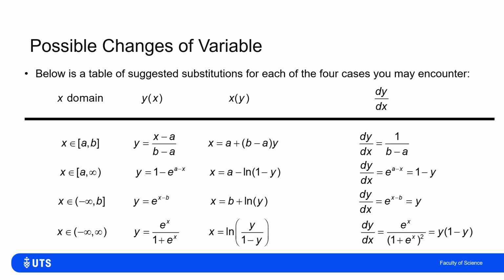So I'm not going to talk you through each of these, but maybe you can just pause the video at this point and just have a look at these and convince yourself that in each case, the bottom limit, whether that's a finite value a or an infinite value minus infinity, the bottom limit will map to y going to 0, and the top limit, whether that's a finite value b or an infinite large upper limit, as either x equals b or x tends to infinity, then the y limit will tend to 1.